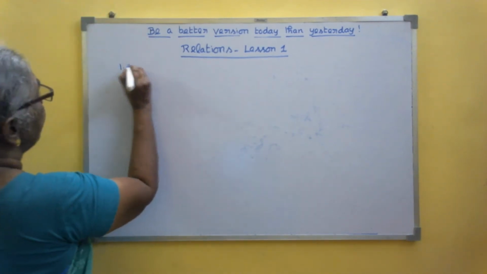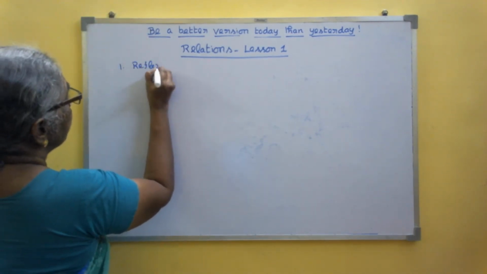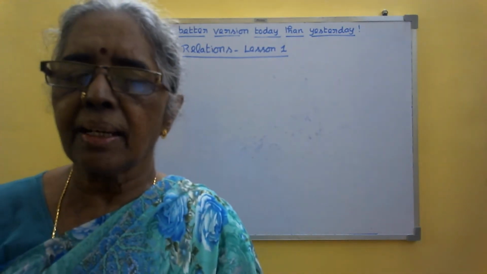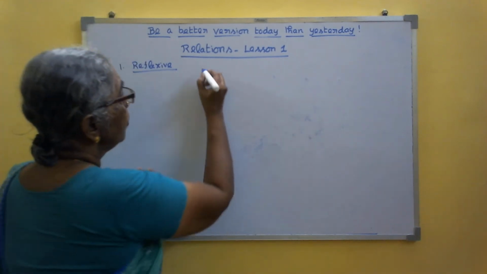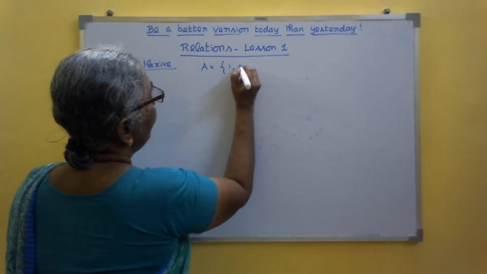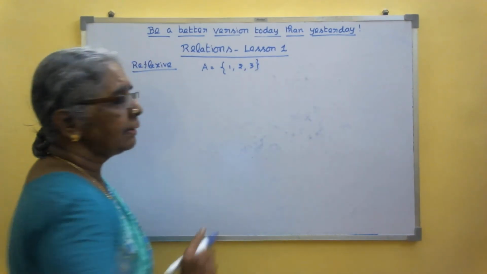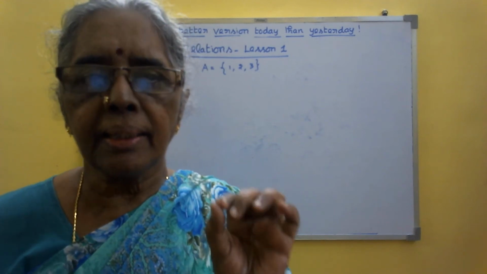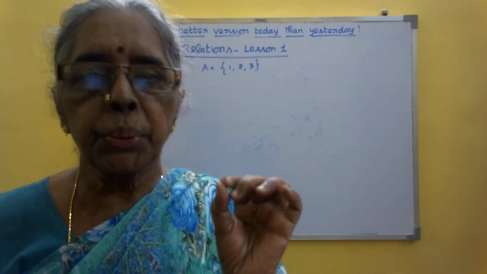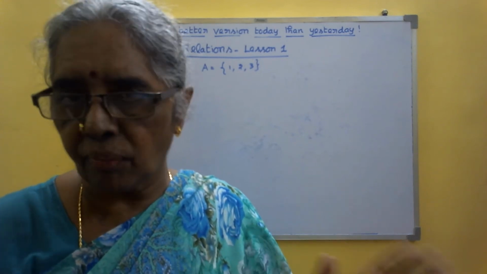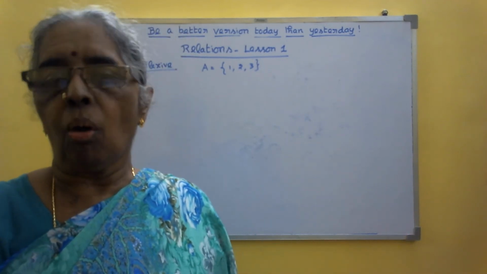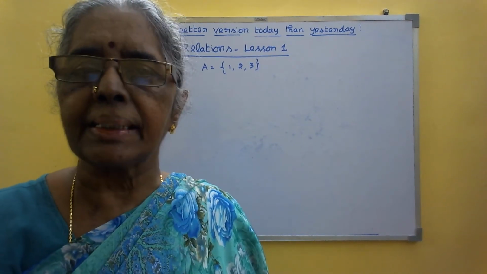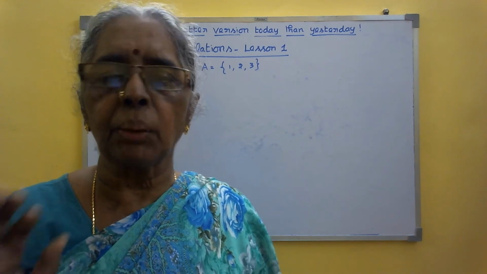So the first I will take reflexive. Yeah, reflexive relation. For this, let me consider a small set so that it will be easy for you to understand. So I will consider A as a set which consists of the 3 numbers 1, 2, 3. Now, a reflexive relation means each element of the set should be related to itself. Okay? Every element of the set should be related to itself. That is called reflexive relation.